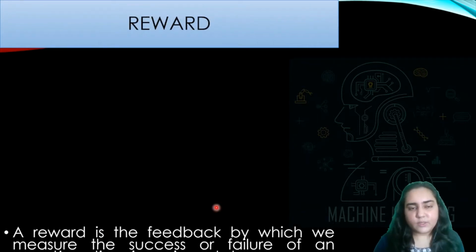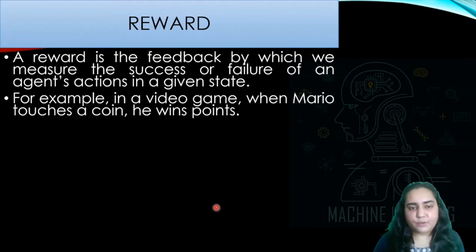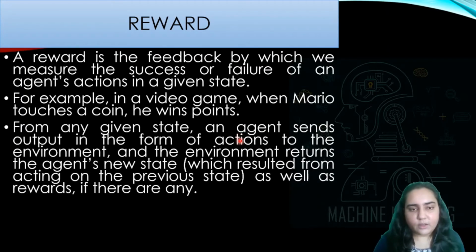The next term is reward. A reward is the feedback by which we measure the success or failure of an agent's actions in a given state. For example, if you have a video game, then you know that when Mario touches a coin, he wins points. So that's a reward.